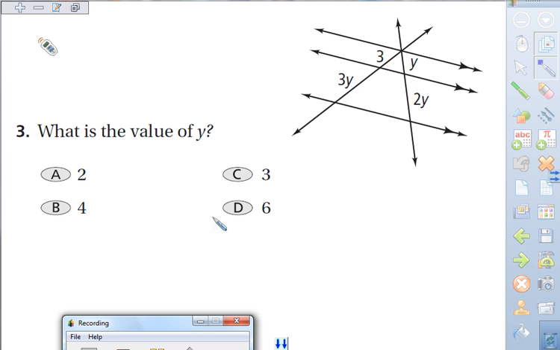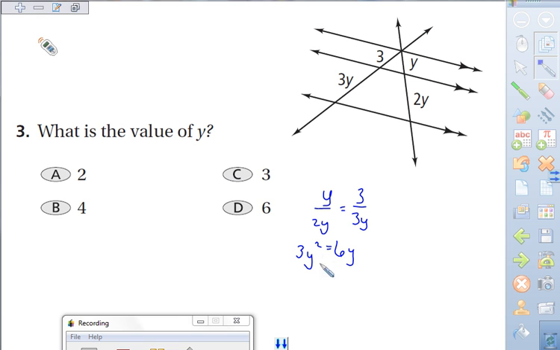Let's try this one together. What is the value of y? So I'm going to do y divided by 2y equals 3 divided by 3y. And I'm going to cross multiply my proportion. And I get 3y squared equals 6y.